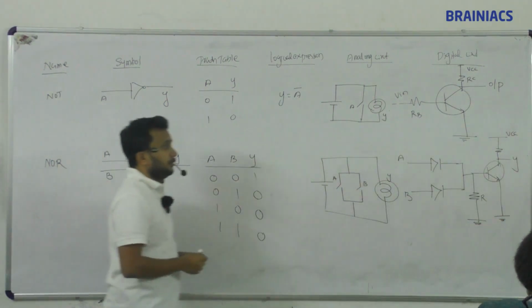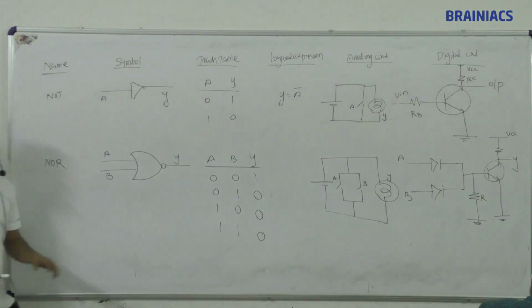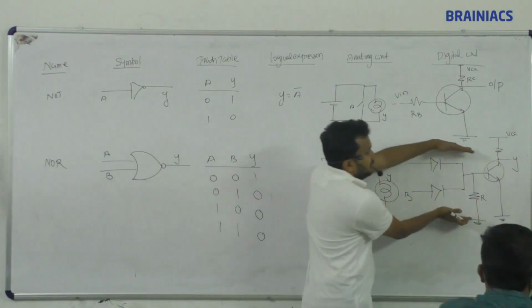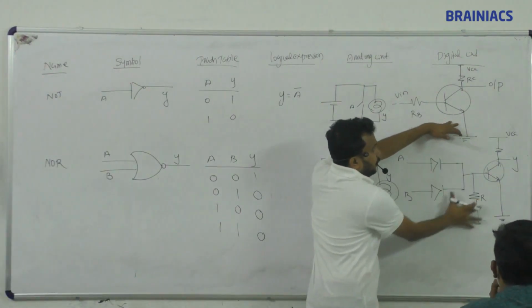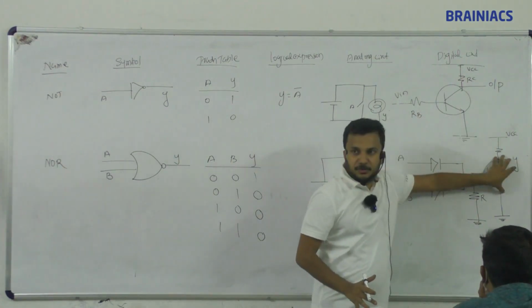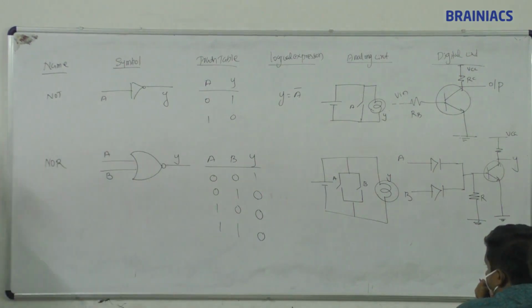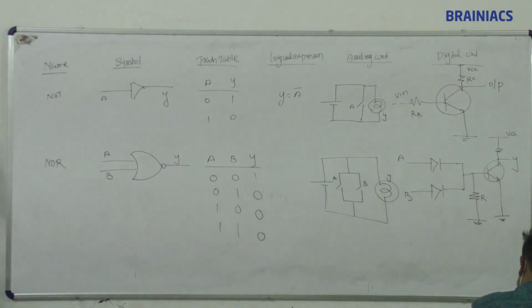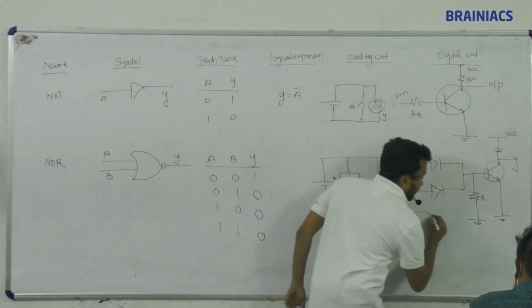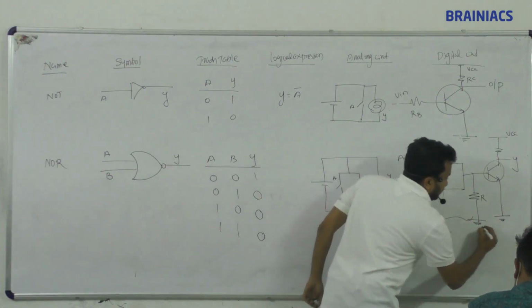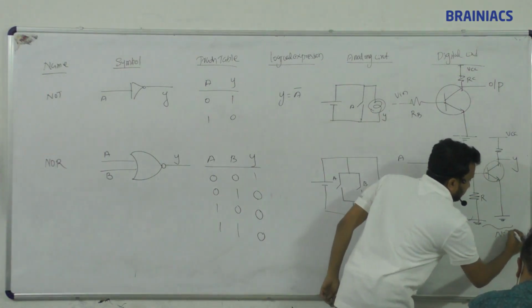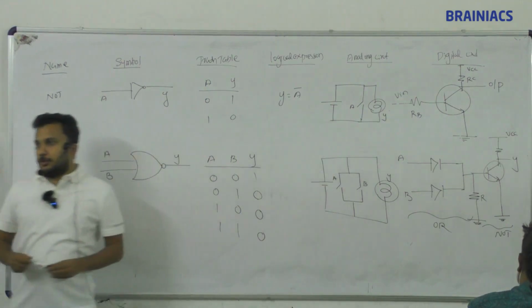Just listen one moment before drawing the digital circuit. See, this part we already learned. This is what circuit? This area. OR circuit. What is this extra? NOT. So OR is connected with NOT. Simple way. This part is OR. We already know, right? This is OR. This is connected with NOT. So OR plus NOT equal to NOR.